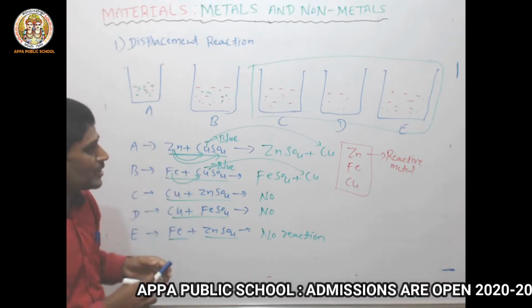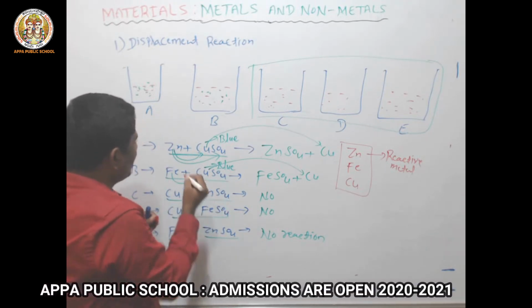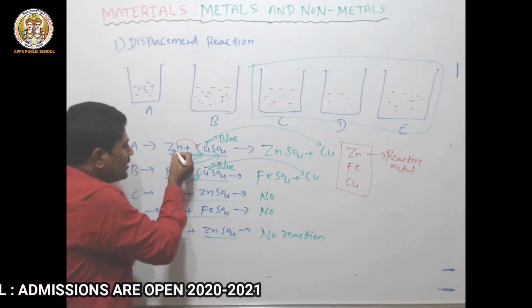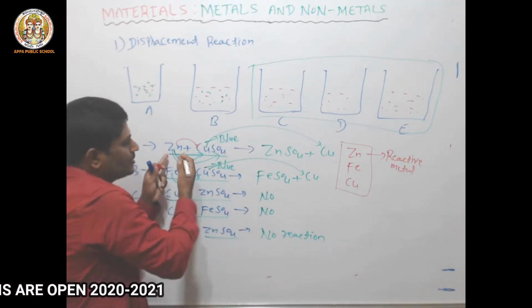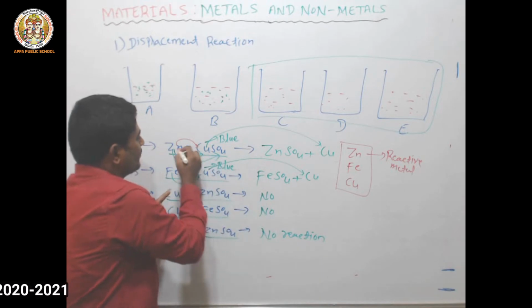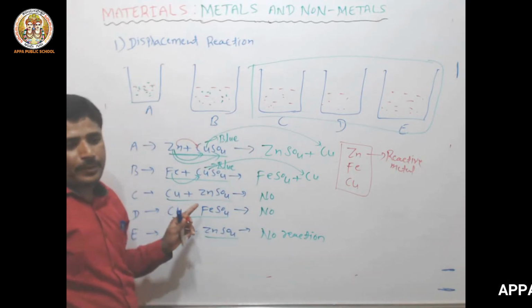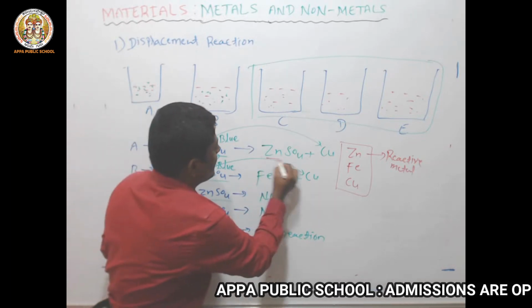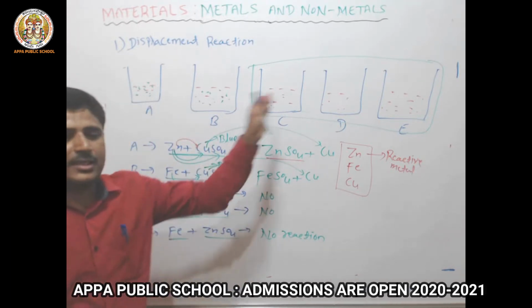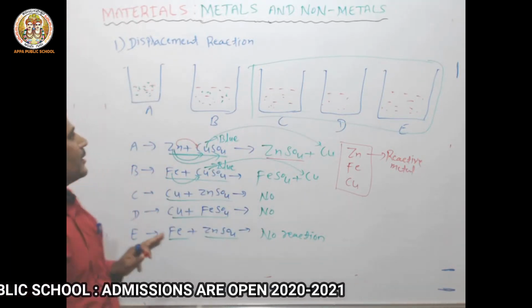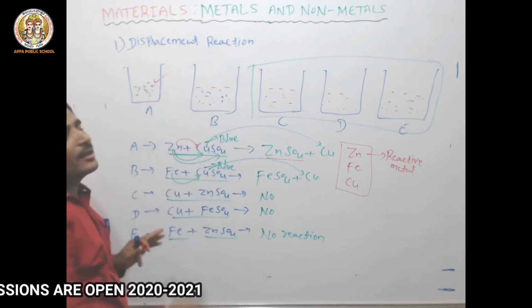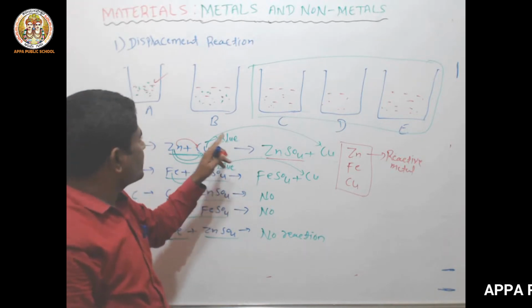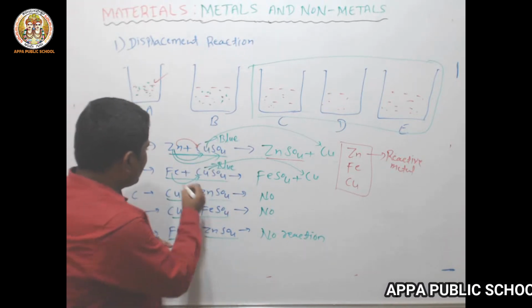Zinc is more reactive than copper. Hence the zinc displaces the copper, and zinc sulfate is formed. Copper gets separated. So in beaker A, the reaction takes place. Isn't it? Yes. The second is also the same.